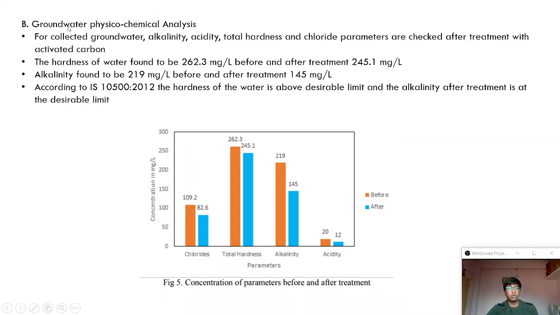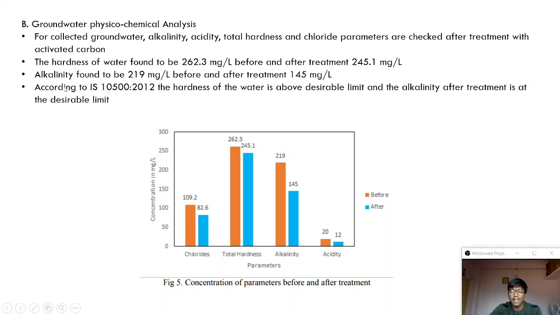And for B, groundwater physiochemical analysis. For the collected groundwater, alkalinity, acidity, total hardness and chloride parameters are checked after treatment with activated carbon. That is checked after we repeat this process 9 times, and the average is taken. The hardness of water is found to be 262.3 milligrams per liter before treatment, and after treatment it is 245.1 milligrams per liter.